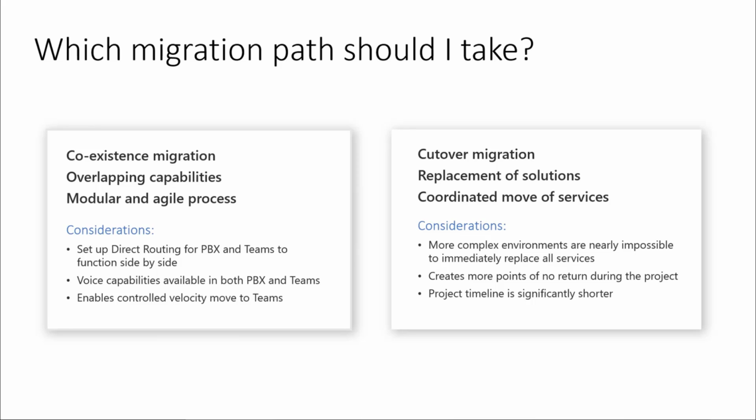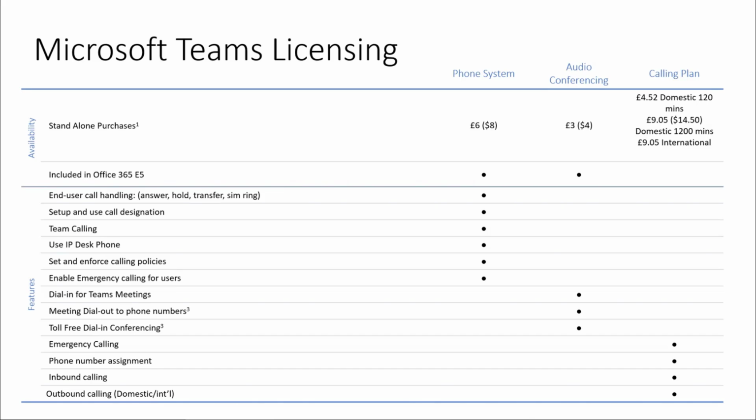So we've got options for direct routing or calling plan. We then need to think about our migration path. Then we need to also look at licensing.